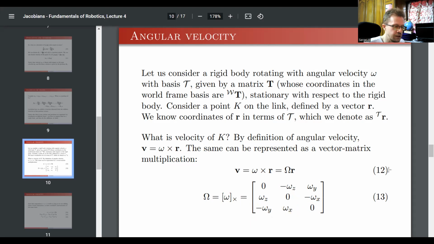Do I have to memorize it? No. Do I memorize it? No. You can always look it up. I think it is easy to memorize, but you don't have to. Okay, skew symmetric representation. So what we get is a formula where v is equal to some omega times r.